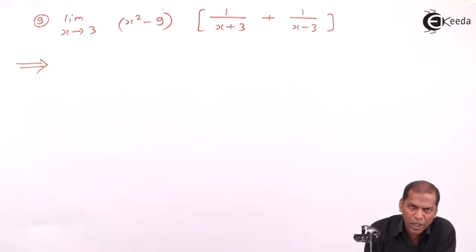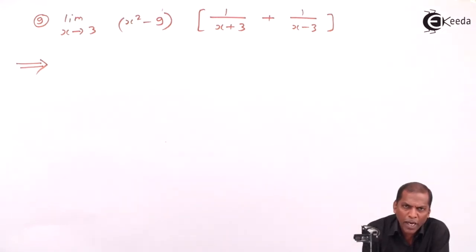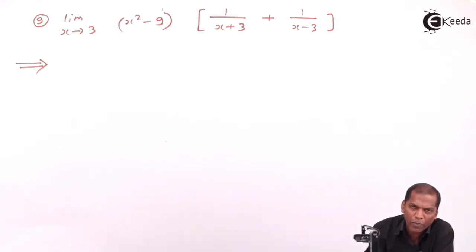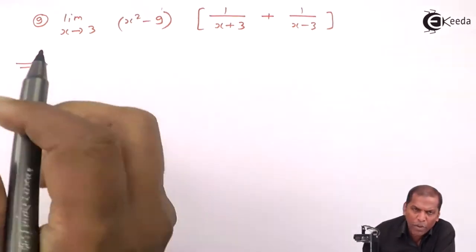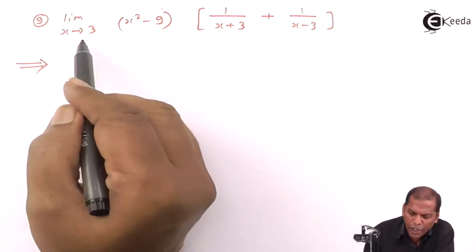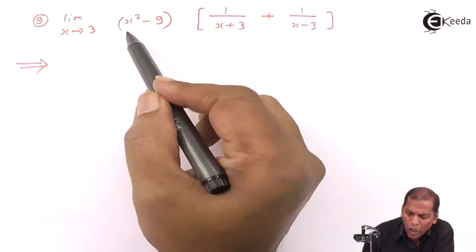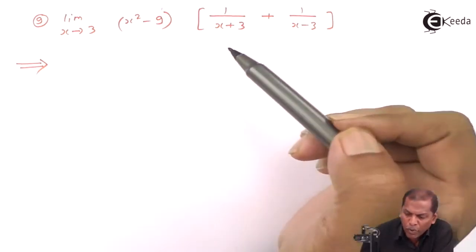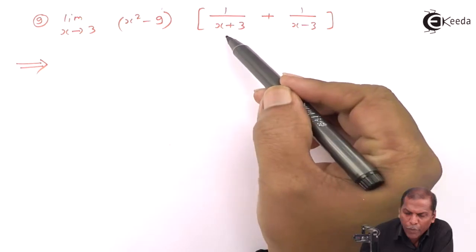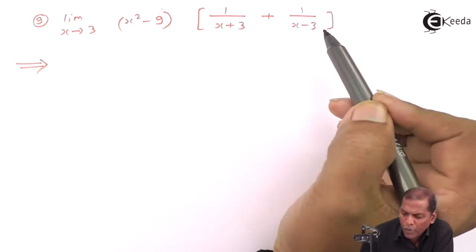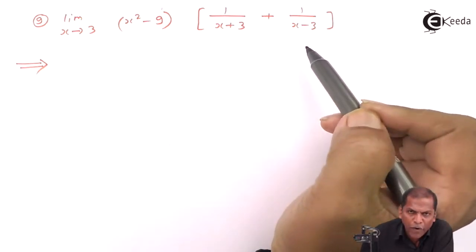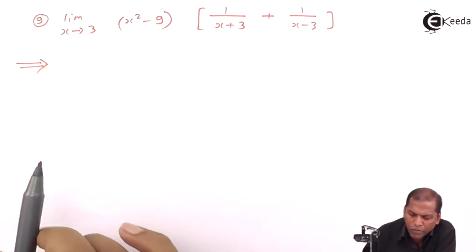Hello friends, now we see problem number 9, which is also based on the factorization method of the chapter Limits. Problem number 9 is: limit as x tends to 3 of (x square minus 9) times [1 upon (x plus 3) plus 1 upon (x minus 3)].